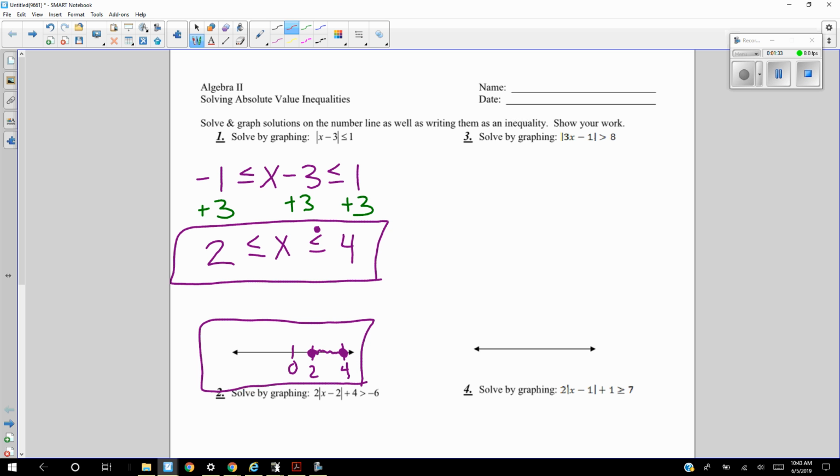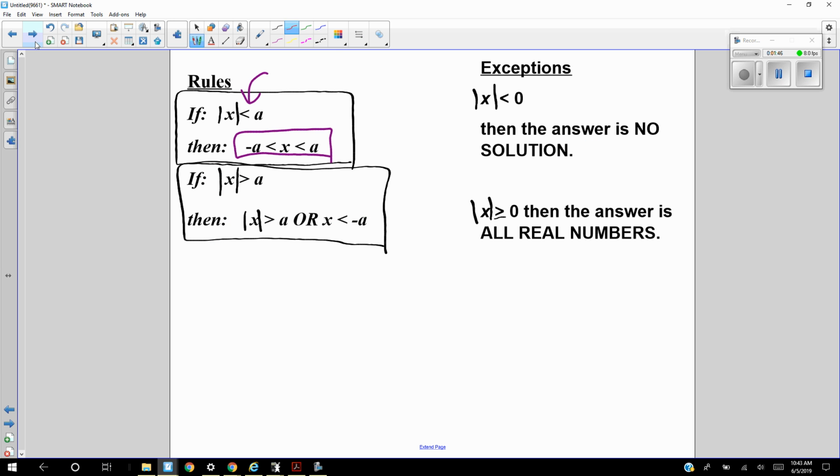Number 3, is the absolute value isolated? And the answer is yes. There's nothing on the left-hand side other than absolute value symbols. So our next step is, which rule are we going to use? It's a greater than problem. So since it's a greater than problem, we're going to use this rule on number 3. So this is the form of our setup. It's going to be greater than A or less than negative A.